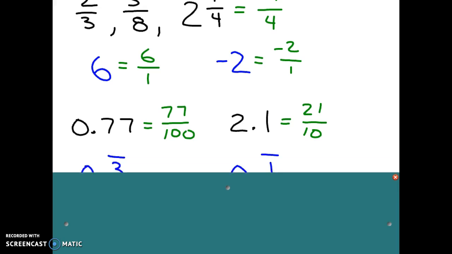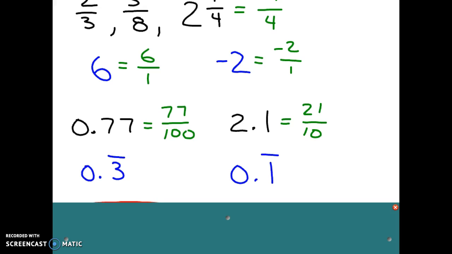Decimals that repeat can also be written as fractions. 0.3 repeating is the decimal approximation or representation for 1/3. 0.1 repeating is the same as 1/9. So repeating decimals are also rational numbers.